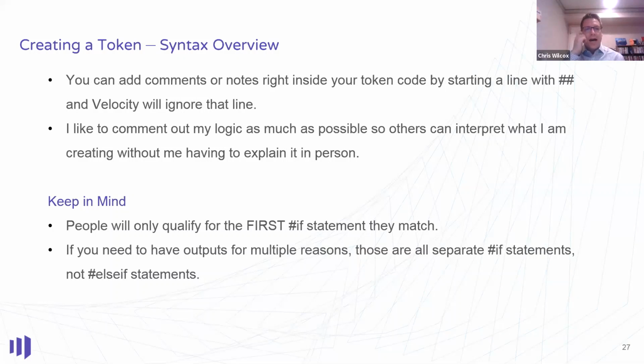So you can add comments, like I was mentioning earlier, right inside your token code by starting a line with that double hash mark. Just like a lot of coding languages, like HTML, you can add comments in there so you can read them as a human being, modifying and understanding what the code is doing. But the actual compiler running the script ignores that information. So I love to comment as much as possible. I'm kind of a comment crazy person. But that way I always know what I'm looking at.